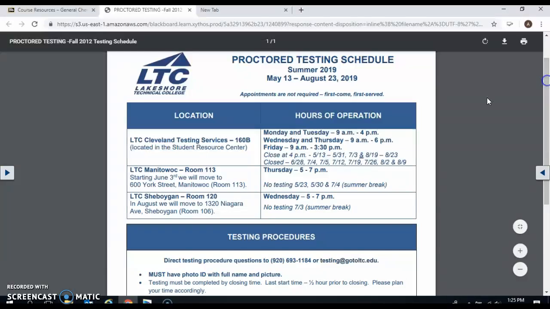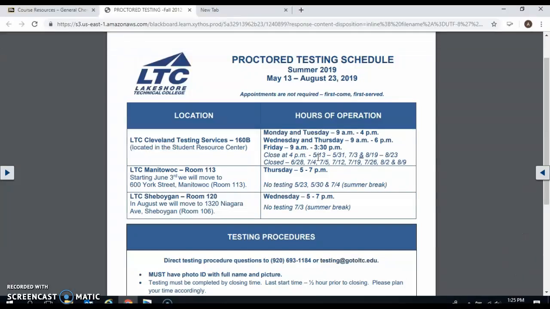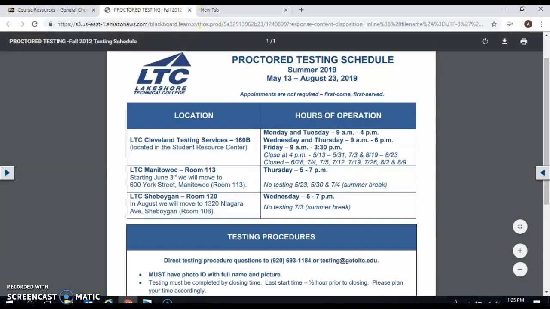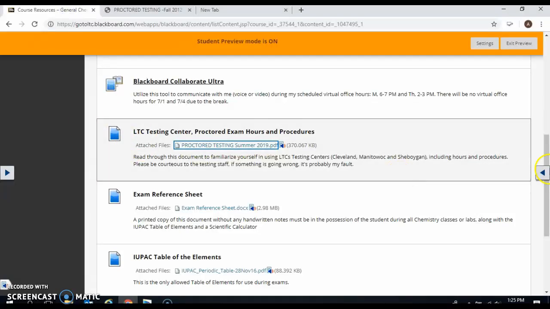Okay, so if you look at this one, I'm going to open up this site very quickly here. Hours of operation here. FYI, you are allowed 2 hours for your exam. So if they're closing at 4 p.m., do not show up at 3 p.m. and give yourself only an hour. Make sure that you get the full 2 hours. Very, very important.